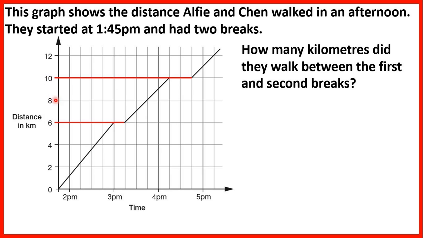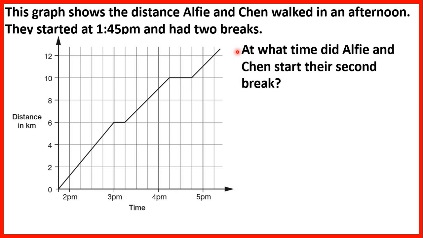Now we want to know how many kilometres they walked between, so the space between 6 and 10. So we need to find the difference, and 10 minus 6 is 4, so they walked 4 kilometres, because on their first break they were on 6, and then they walked another 4 kilometres, so that they were on 10 kilometres by their second break.